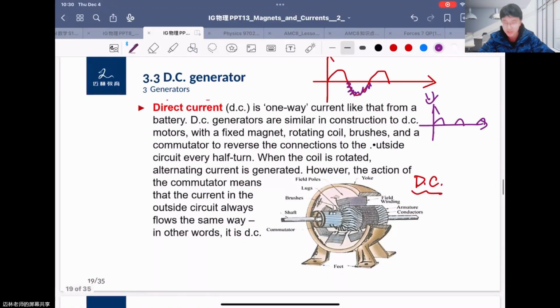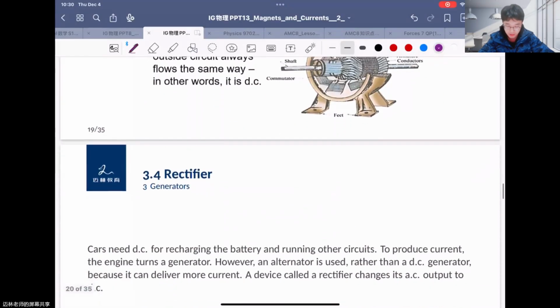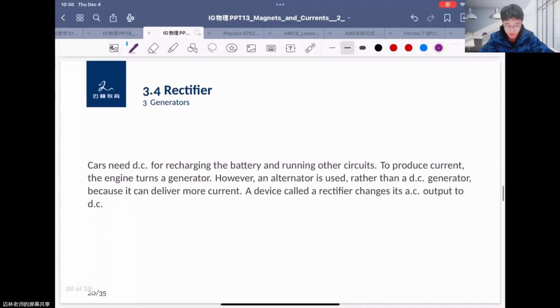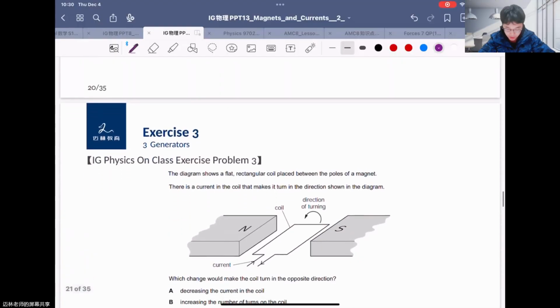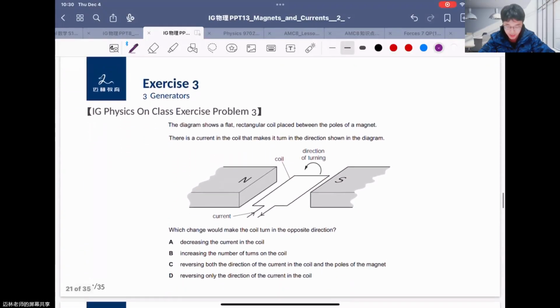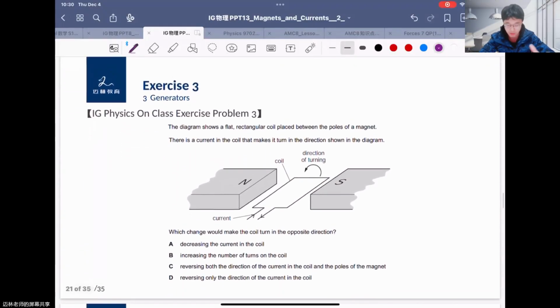Maybe later we will learn about this. Today we don't need to understand this very much. This is called a rectifier. We can use the diode we mentioned before to limit the inverse direction current, so we can only have one path of direction. This is for the rectifier. Please do this exercise and try to understand how it will rotate and how it will make an effect on the current.